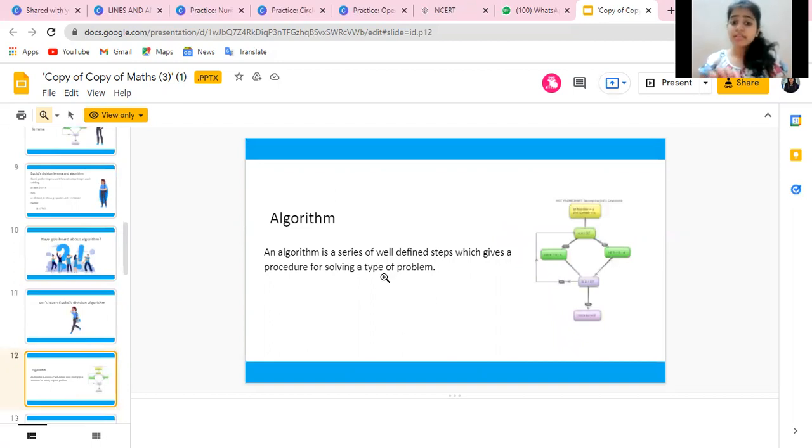Okay. Algorithm. What is an algorithm? An algorithm is a series of well-defined steps which gives a procedure for solving a type of problem. For example, if you have any problem, there is no shortcut to it, right? It cannot be that this is the problem and you have the solution to it. You solve each and every step by step, and then you find the answer to it. Similarly, this is an algorithm for which we have steps and then we find the solution to that particular problem. Okay.